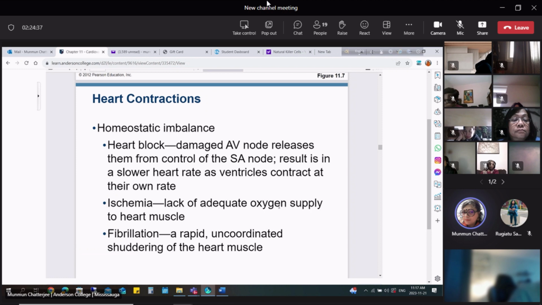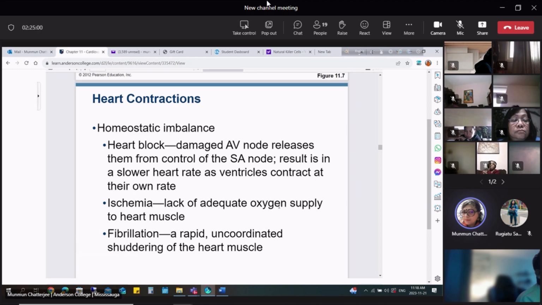So heart block is damage to the AV node, which releases the ventricles from control of the SA node, resulting in a slower heart rate, as the ventricles contract at their own rate, because at that time the ventricles are not getting any signal from the AV node through the SA node. So they are doing their own intrinsic control, which is not a forceful pump.